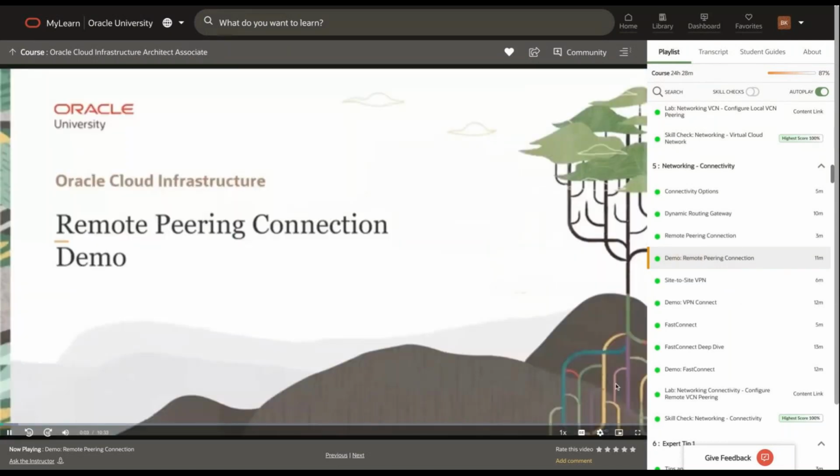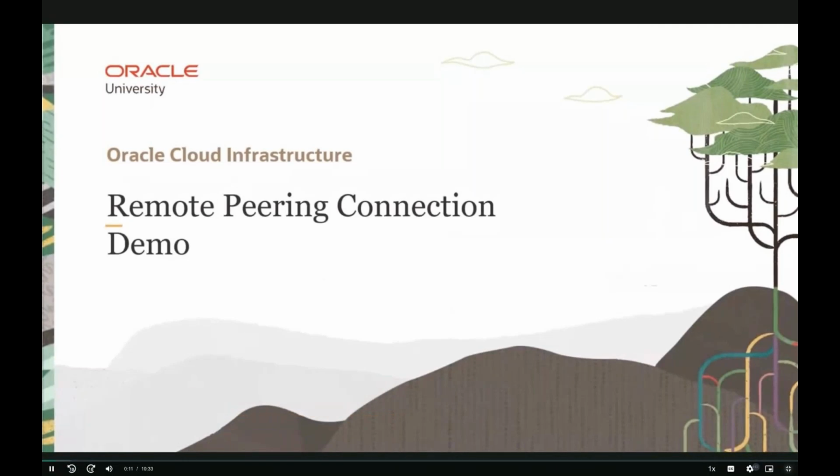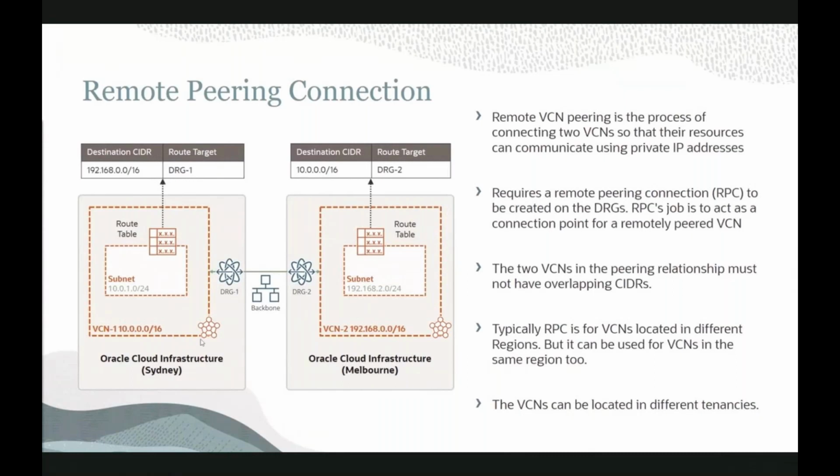Hi, welcome to a demonstration on remote peering connection. What we're doing today is replicating the diagram that we saw during the remote peering connection lesson. We're going to be creating a virtual cloud network in Sydney, region 1, and another one in Melbourne, region 2. We are actually going to be using the same CIDR block settings for VCN1 and VCN2. So let's go ahead and take a look.